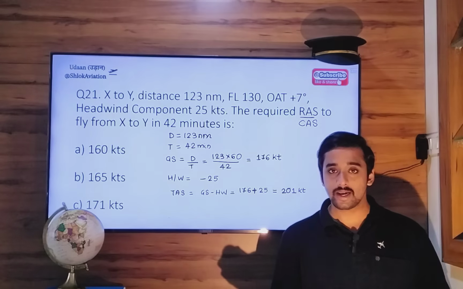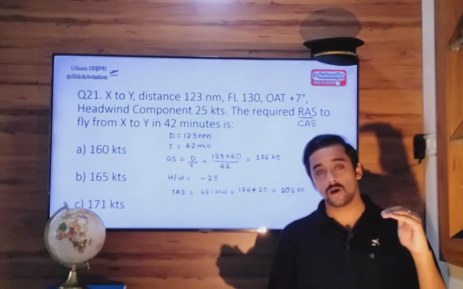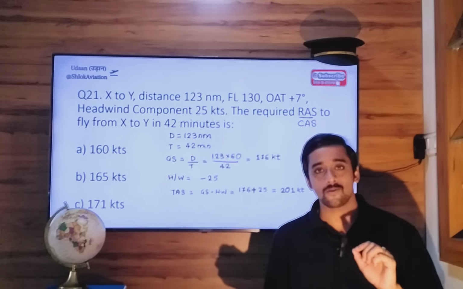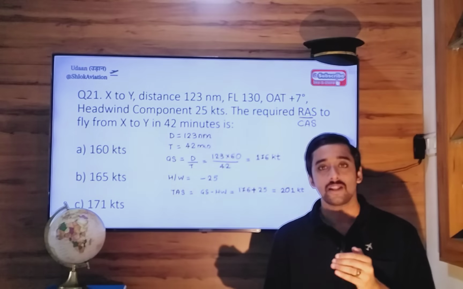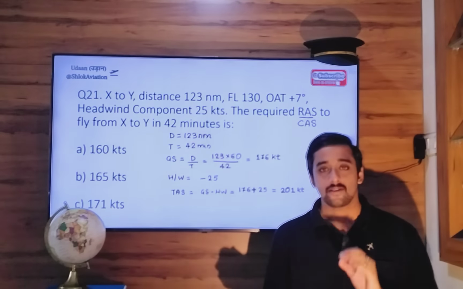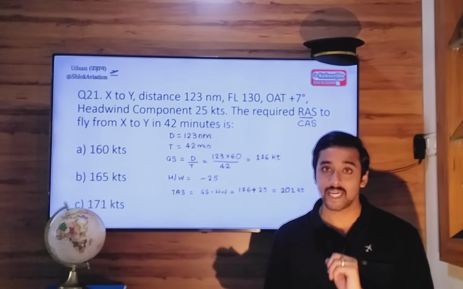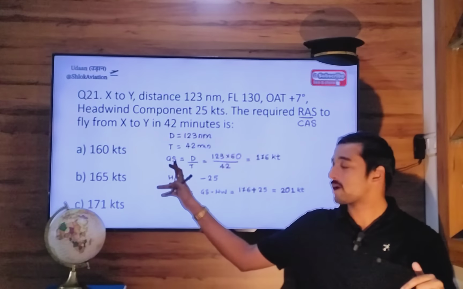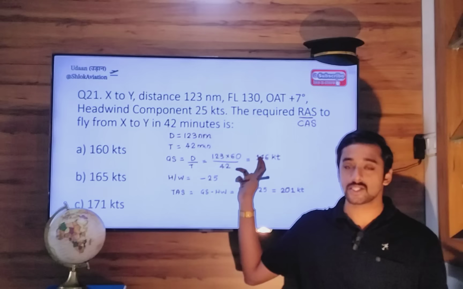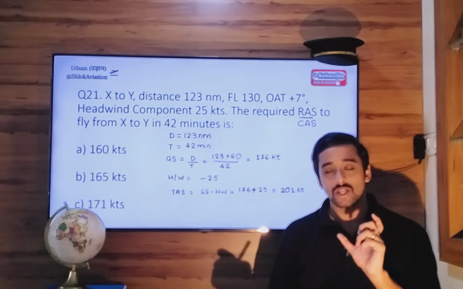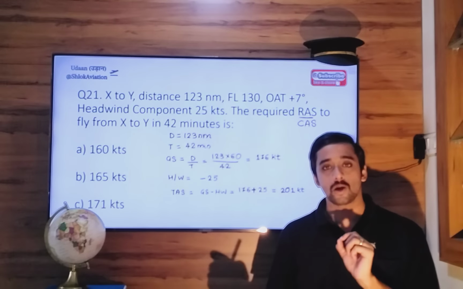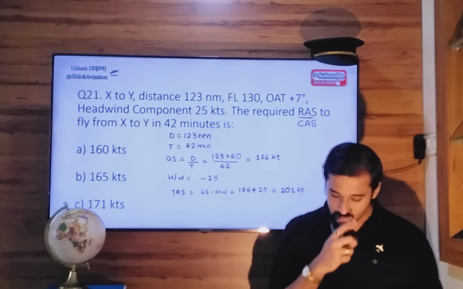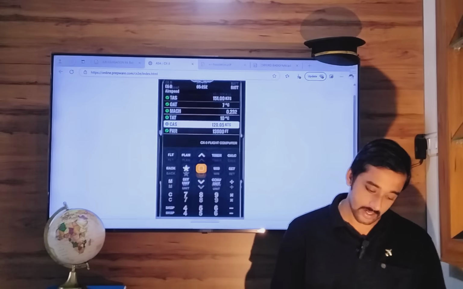Now in a headwind component, where your aircraft is going to fly at a particular true airspeed, whenever it encounters a headwind, the ground speed will be less than the true airspeed. Whenever it encounters a tailwind, the ground speed will be more than the true airspeed. So here we already have a ground speed of 176 knots. This ground speed will be much less than the true airspeed because of the presence of headwinds. So add that, and let's put this 201 here.